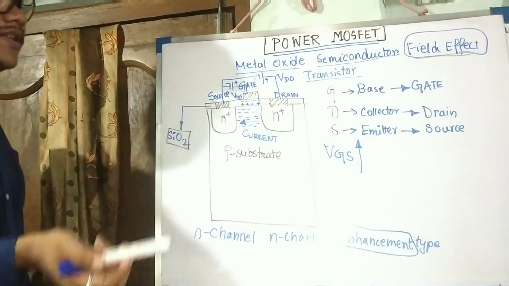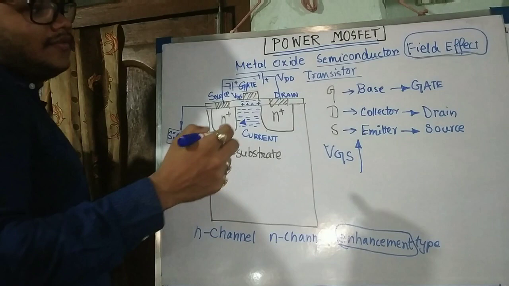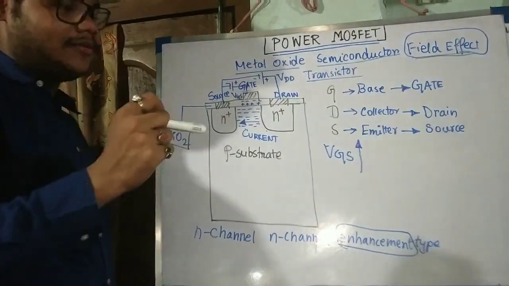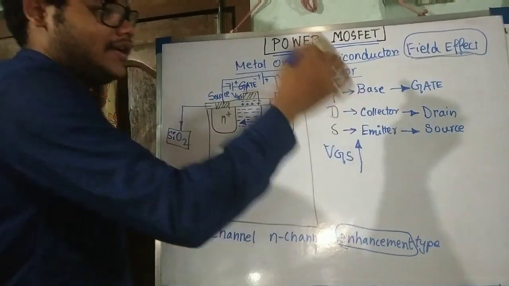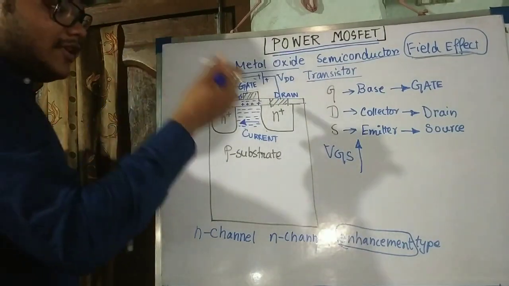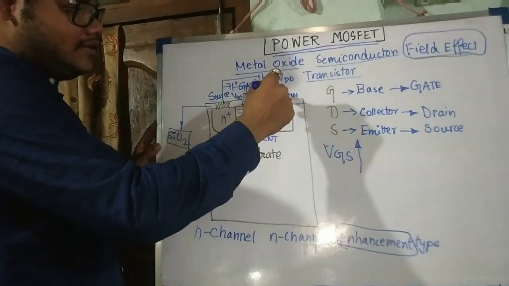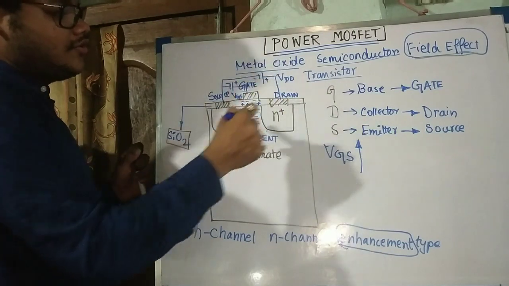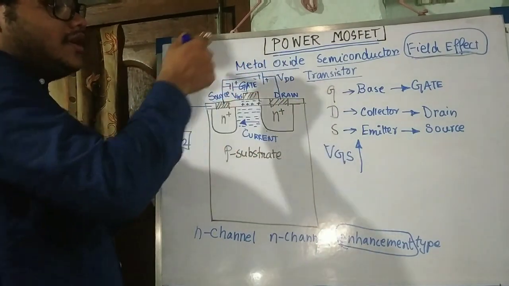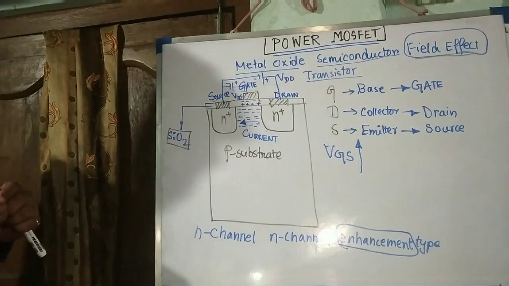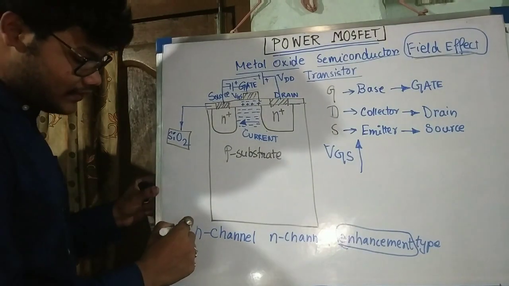Similarly, in BJT, what we have seen is that the current flows from collector to emitter, but the electron flow is from emitter to collector. Similarly, in your power MOSFET, the current flow is from drain to source, but the electron flow is from source to drain. So, what are the things that we have learned?